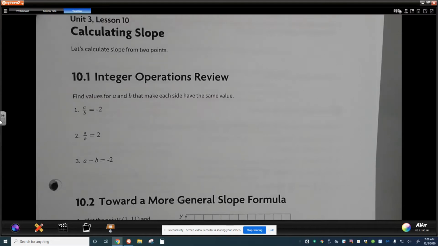Back for another lesson in Math 8. Today we are on Unit 3, Lesson 10, Calculating Slope. We're going to figure out how to calculate the slope between two points. Hopefully this is somewhat of a review, as we have done a little bit of this in the past, but let's just hang tight and see what we come up with.